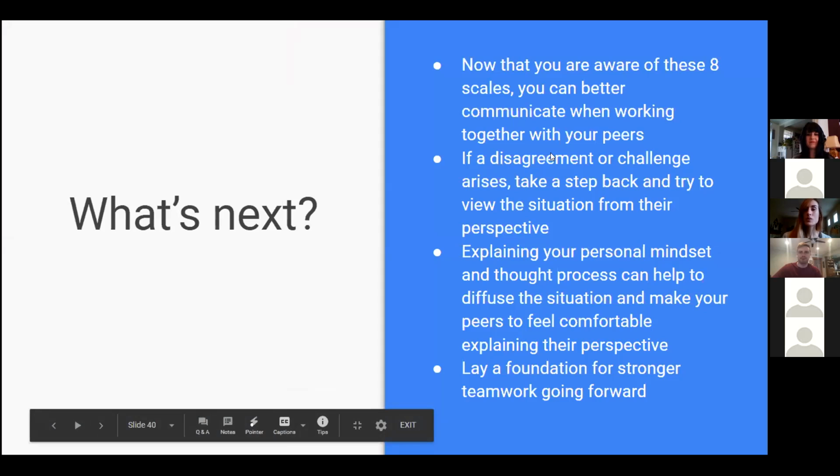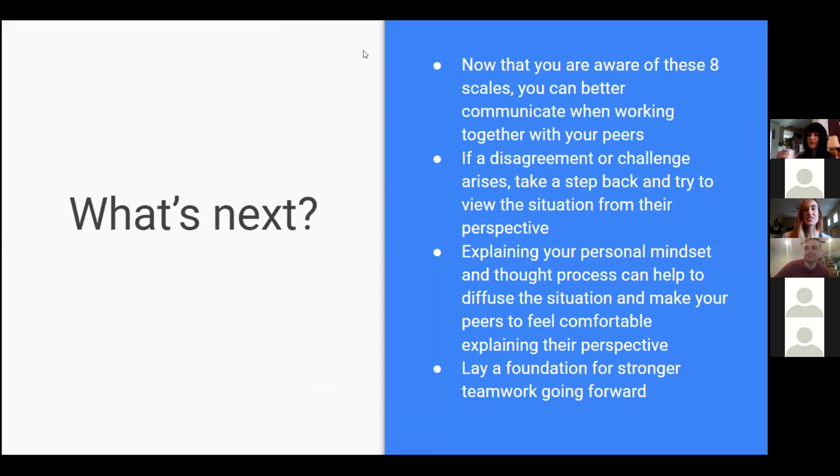And then what's next? What's the point of going through this information? We hope that now that you're aware of these 8 scales, you can better communicate when working together with your peers, whether that is here at Illinois Tech throughout your studies or going forward in your professional career. And when disagreements or challenges do arise, because they most definitely will, you'll know to take a step back and try to view the situation from the other person's perspective and think, just because I have this mindset about scheduling, for example, what does the other person actually think about it?